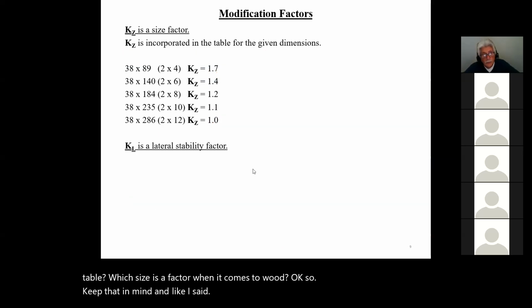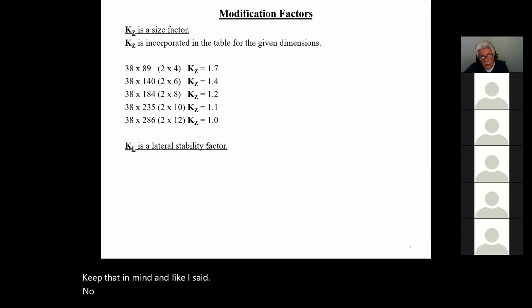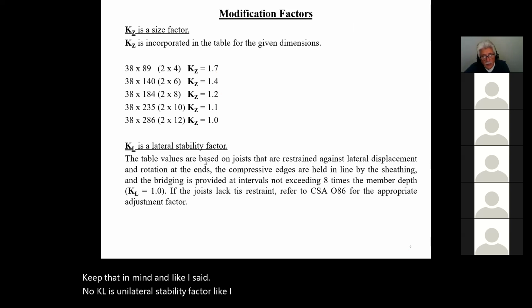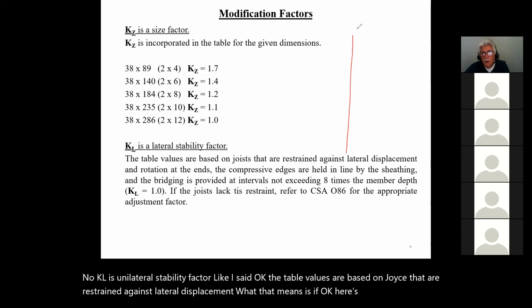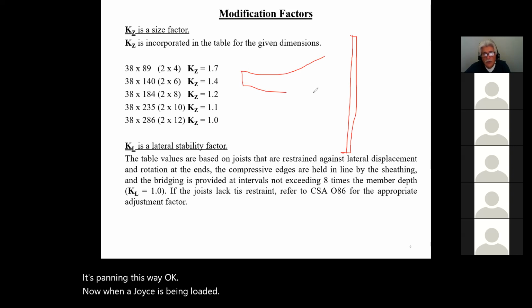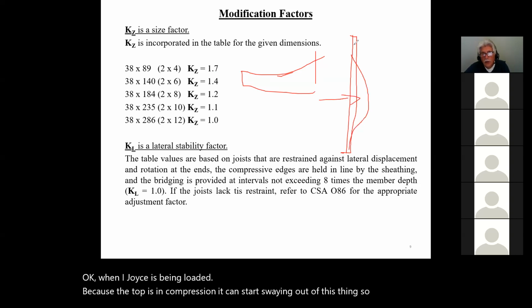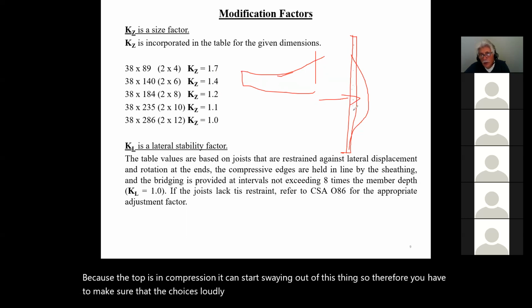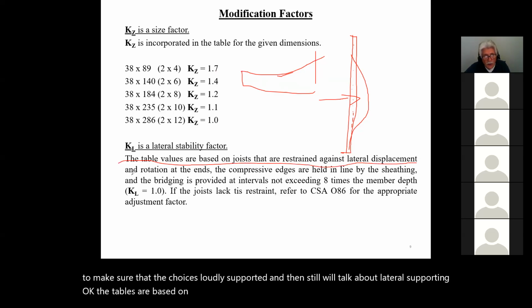Now KL is a lateral stability factor, like I said, okay? The table values are based on joists that are restrained against lateral displacement. What that means is, here's my joist, spanning this way. When a joist is being loaded, because the top is in compression, it can start swaying out of its position. So you have to make sure that the joist is laterally supported. And with steel, we'll talk about lateral support. The tables are based on restraint against displacement and rotations at the ends.